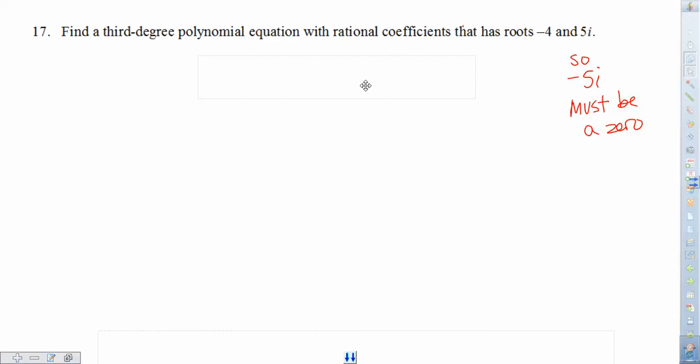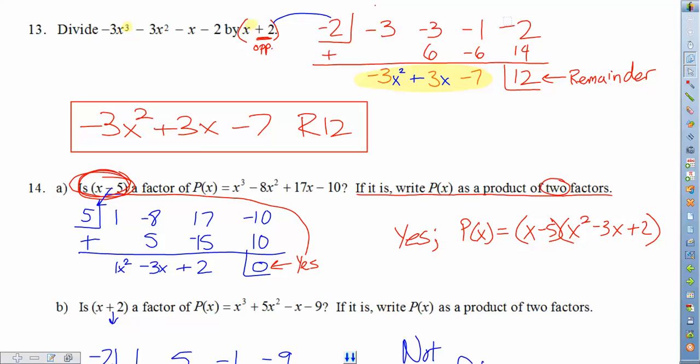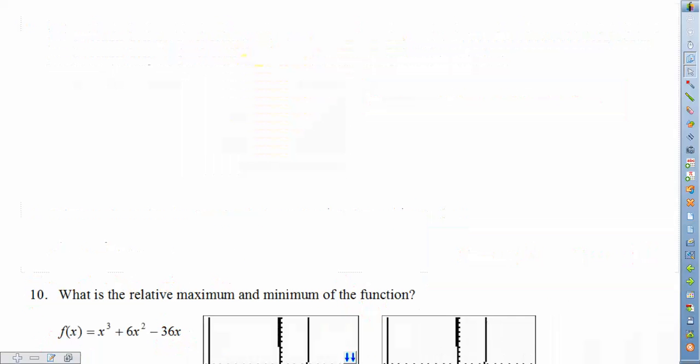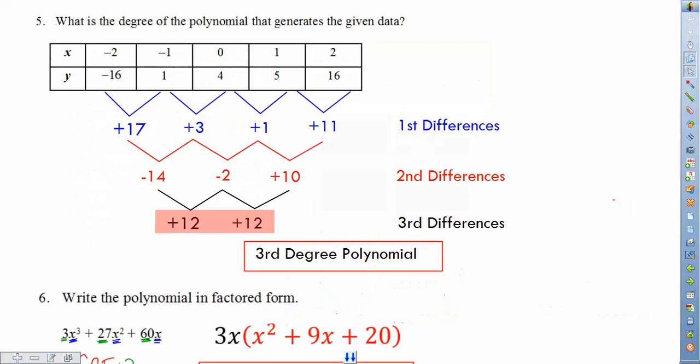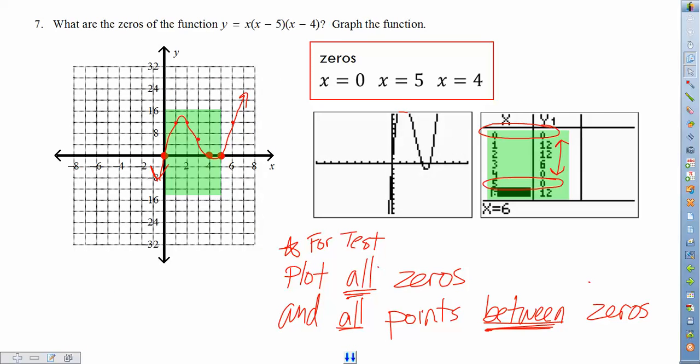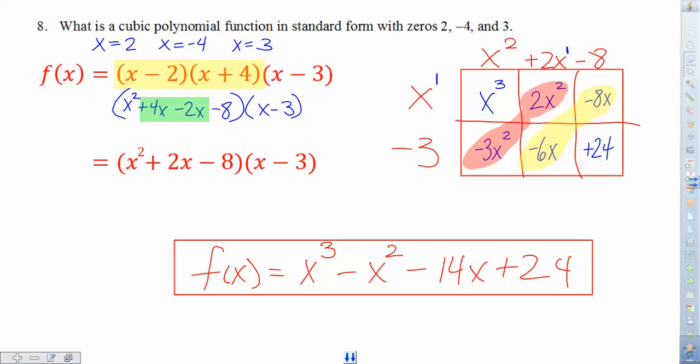So we can take the same thing. We flash back here a couple of problems ago. There it is. Oops, went right past it. Computer's not catching up with me. There we go. Remember this one right here? We had zeros of 2, a negative 4, and a 3, and we set that up, and we're able to multiply to come up with the function. These problems are absolutely no different.